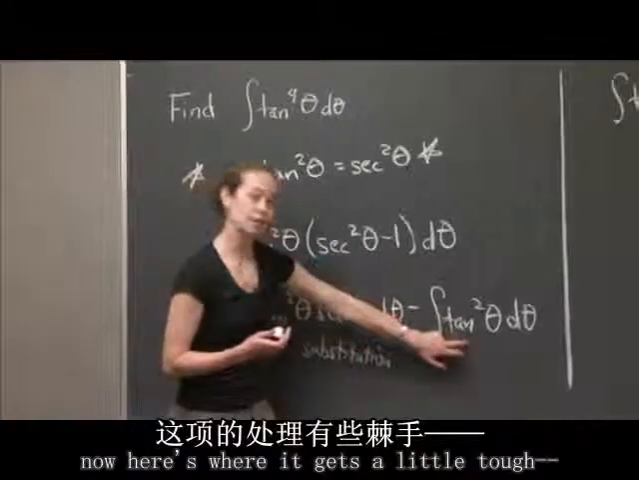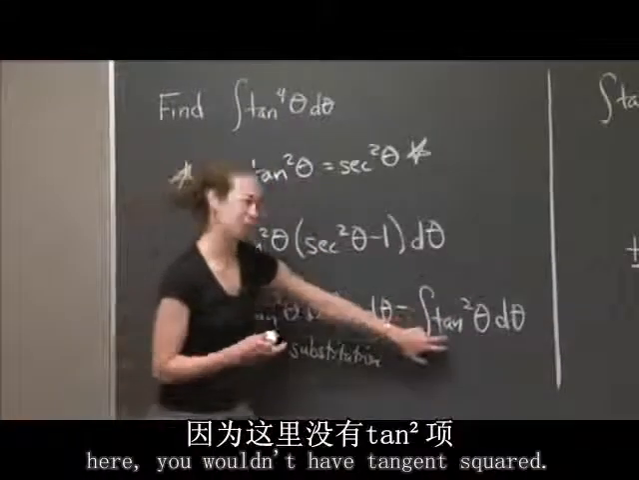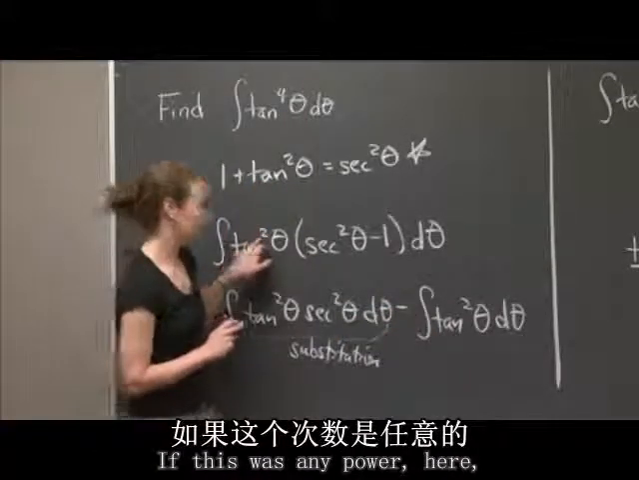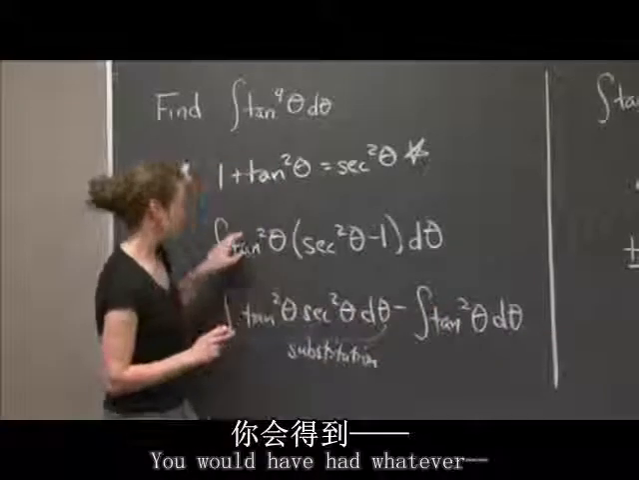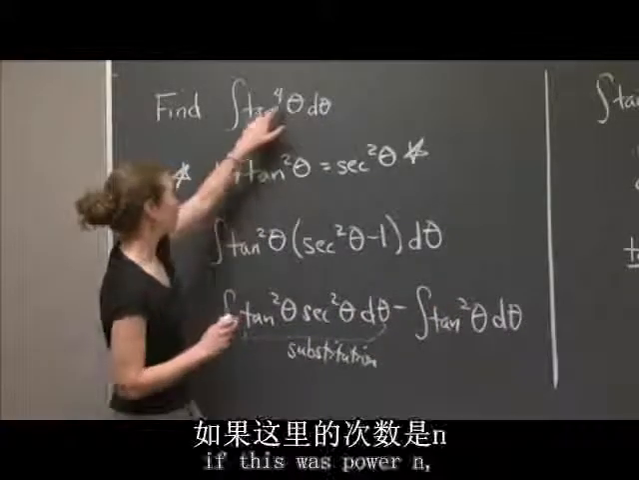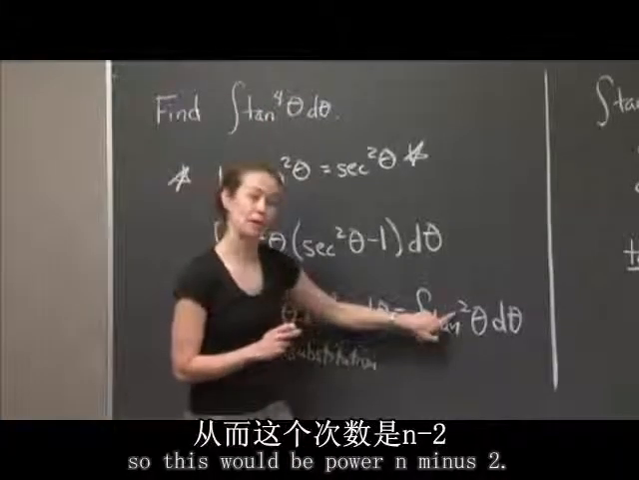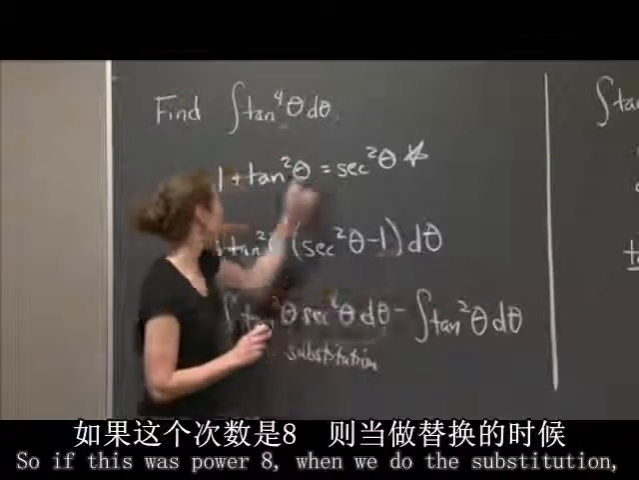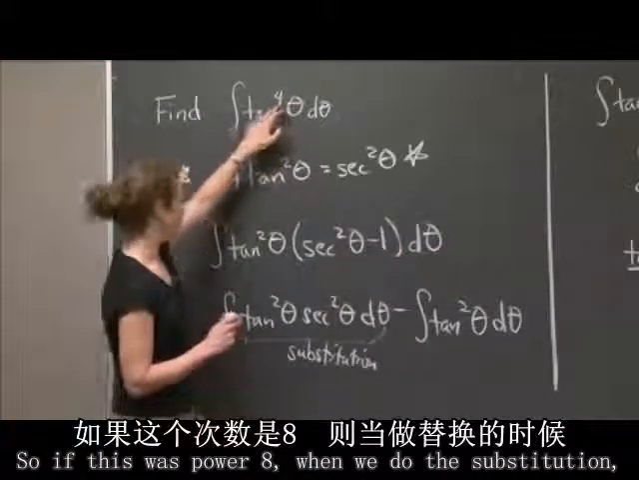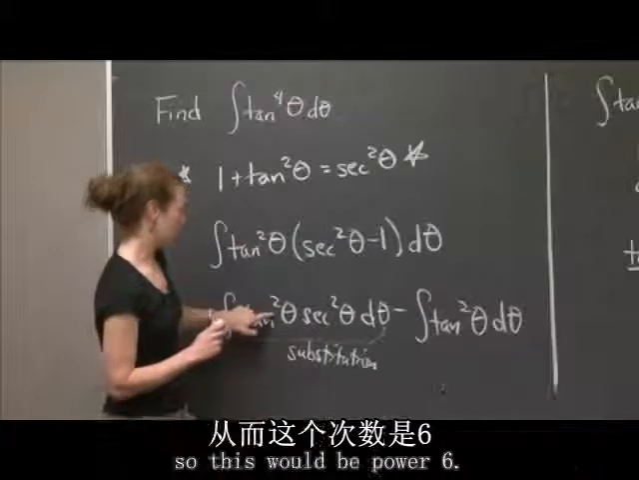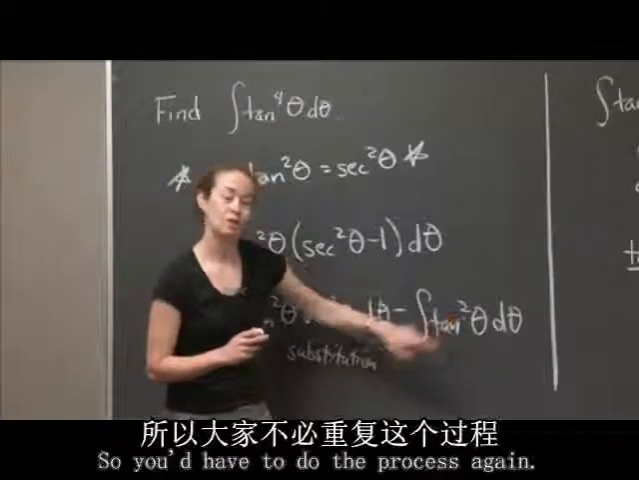Now here's where it gets a little tough. Here you wouldn't have tangent squared. I think I might have said that incorrectly earlier. If this was any power n, this would be power n minus 2. Right? So if this was power 8, when we do this substitution, this would be power 6. So you'd have to do the process again.